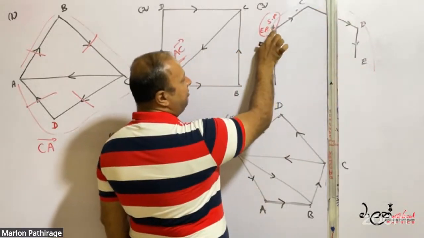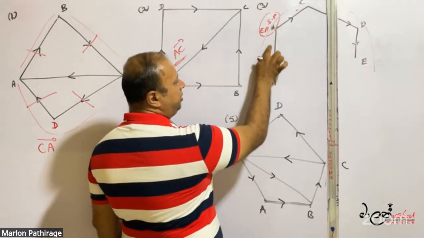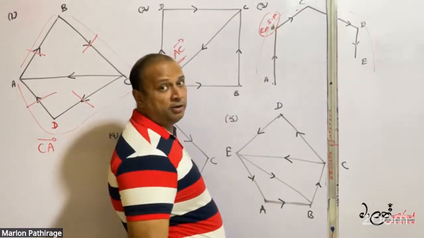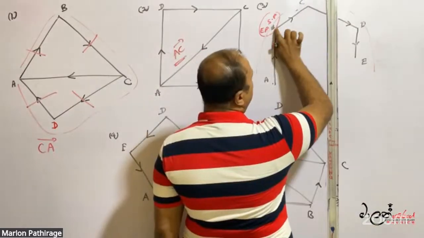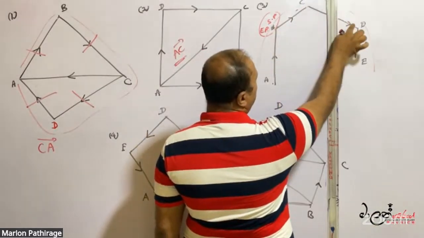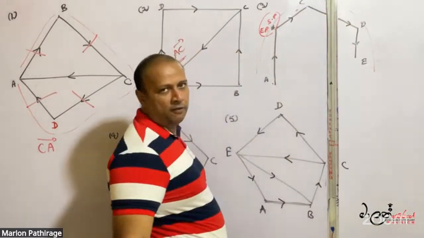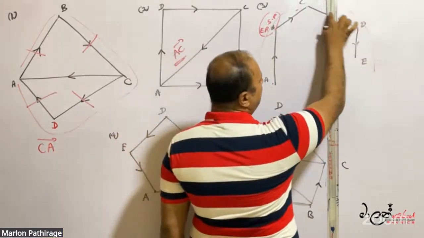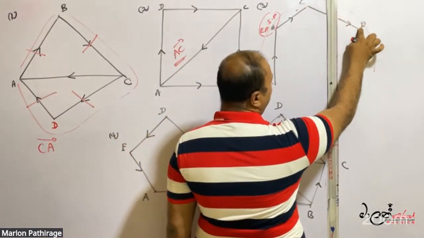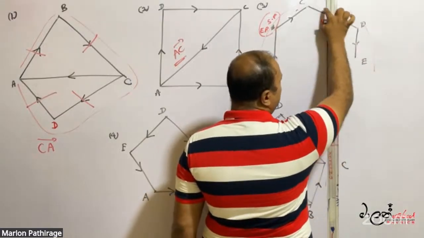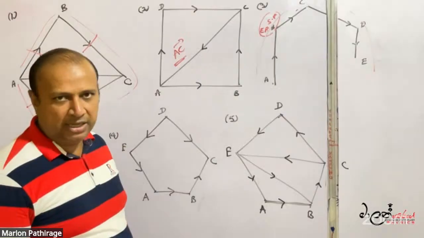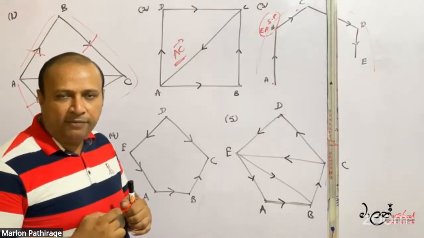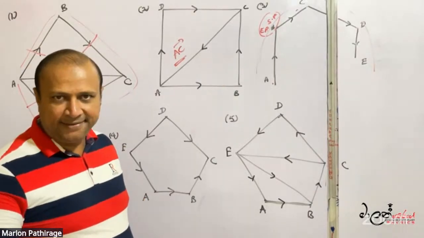The endpoint of the first vector and the starting point of the second vector overlap. Here, the endpoint of the second vector and the starting point of the third vector overlap. Here, the starting point of the last vector and the endpoint of the third vector overlap. Therefore, all are in the same direction. Therefore, how to get the resultant vector?